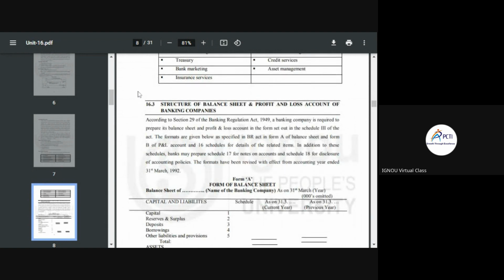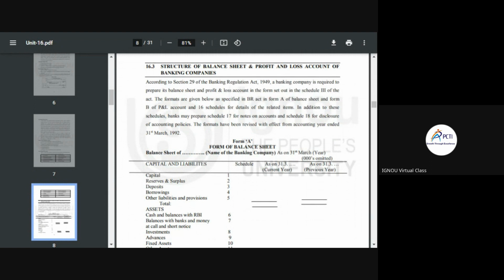Now we have the structure of balance sheet and profit and loss account of banking companies. According to Section 29 of the Banking Regulation Act 1949, a banking company is required to prepare its balance sheet and profit and loss account in the form set out in the Third Schedule of the Act. So basically the formats are given below as specified in the Banking Regulation Act: Form A of balance sheet and Form B of P&L account, and 16 schedules for details of related items.